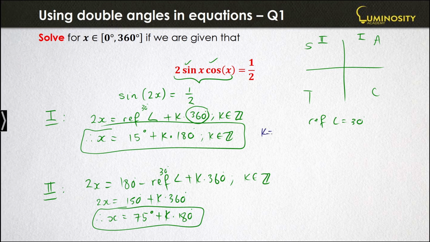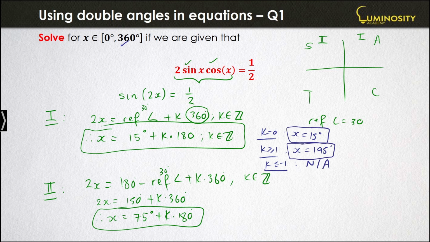So for k equals 0 here, I get x equals 15 degrees, which is inside this restricted domain. If I take k greater than or equal to 1, at 1 I'm going to get 195 degrees. But the moment I put 2 here, that's already 360 plus 15, so no more solutions for k greater than or equal to 2. What about k less than or equal to negative 1? Well, if I put negative 1, I'm going to get a negative angle and keep getting negative angles, so no applicable solutions. So x equals 15 degrees and x equals 195 degrees will satisfy that.